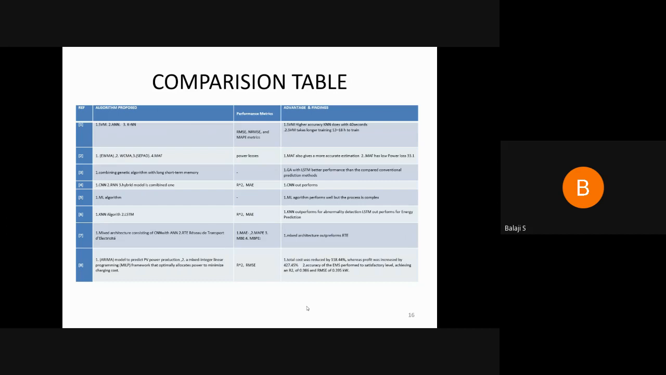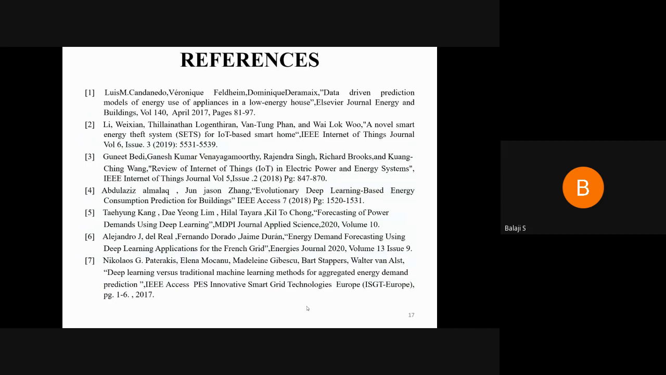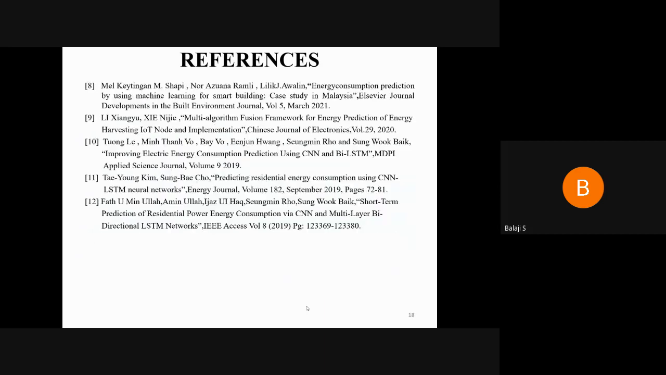in predicting energy. In reference 7, a mixed architecture consisting of CNN and ANN was proposed. Out of it, the mixed architecture outperformed RTE. In 8, ARIMA and MILP were proposed. Total cost was reduced by 11.18 percent. The accuracy of the EMS performed was at a satisfactory level, with an R squared value of 0.98 and RMSE of 0.395. And these are the references which have been taken.